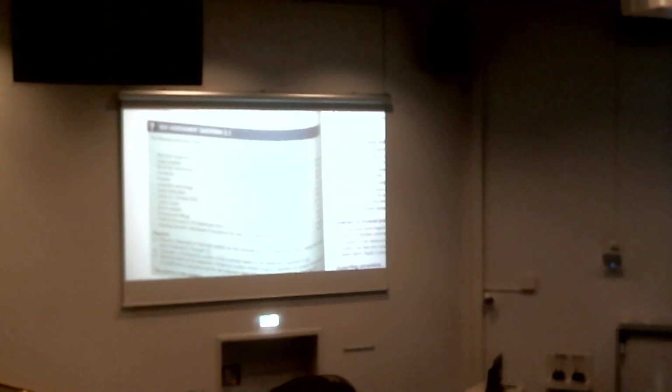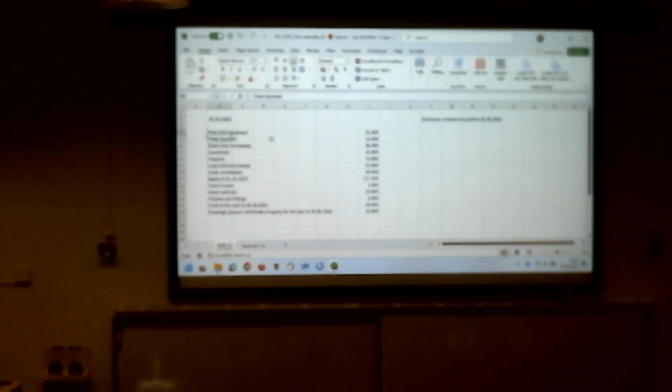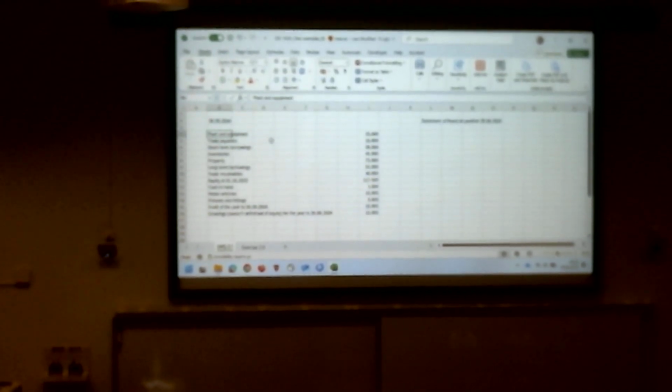Okay, so I just copied this basically. So this is everything we have. The first thing you should do is quickly go over it and tell me if there are elements that should not end up in the balance sheet.